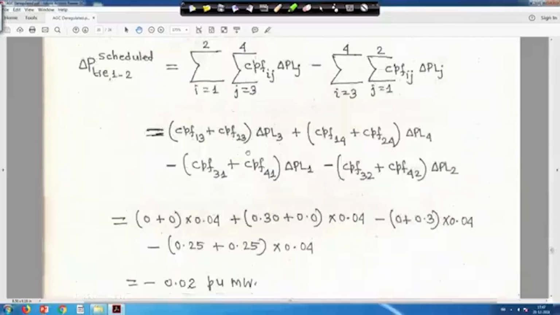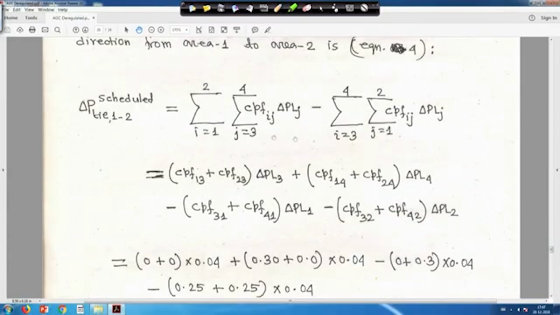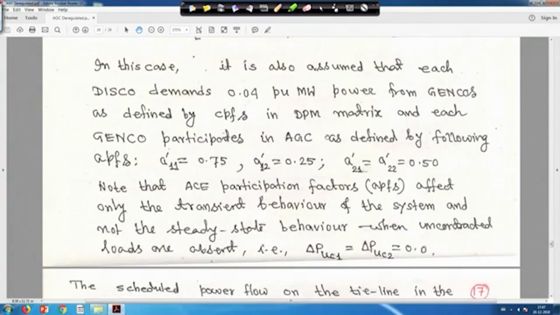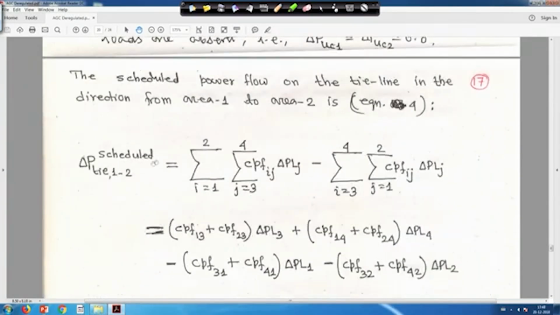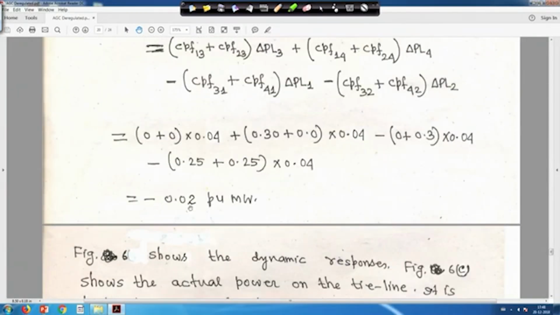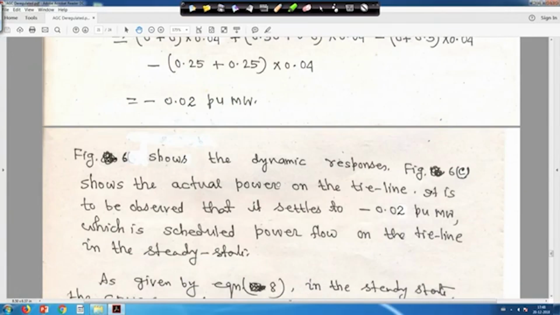Okay. So, in the previous lecture we finished case 2, where all the data were given. This is the DISCO participation matrix, DPM, and based on that your scheduled tie power flow was calculated and it was minus 0.02 per unit megawatt. So, actual will also be minus 0.02 per unit megawatt at the steady state, right. Now, figure 6 shows the dynamic responses.